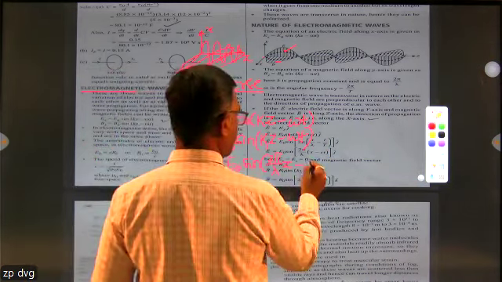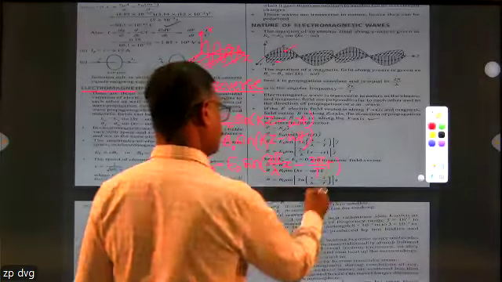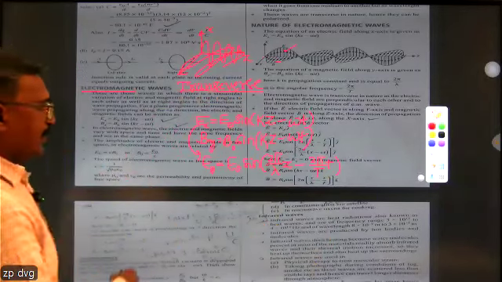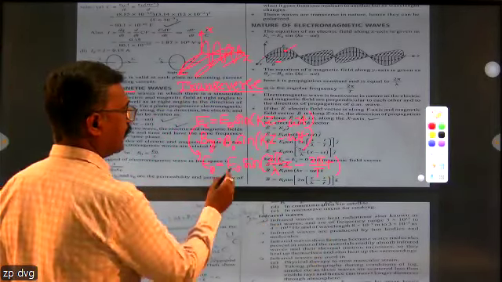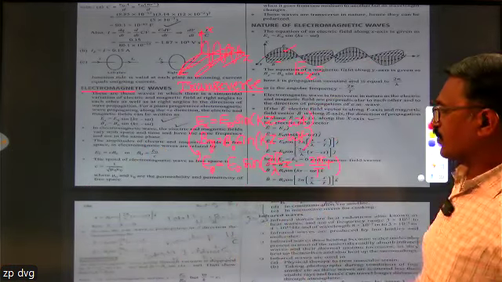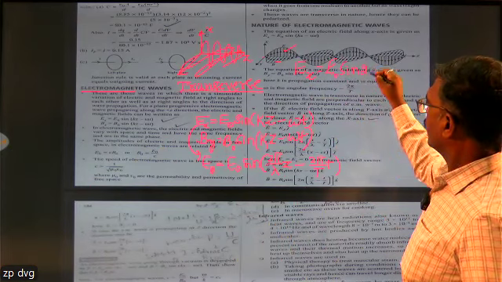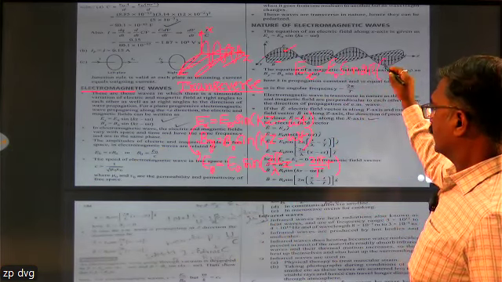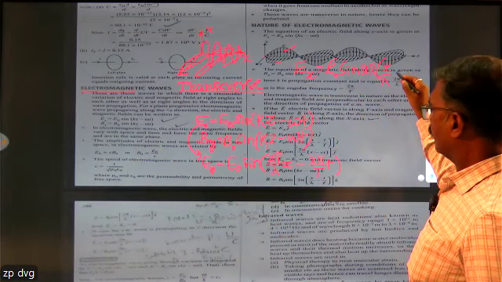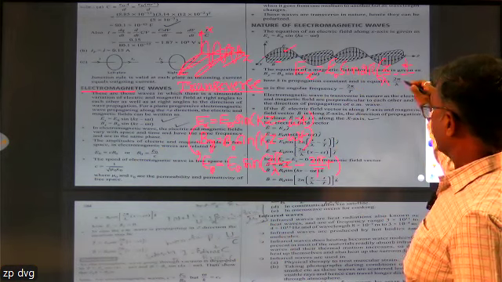Correct? Minus omega, which can be written as 2 pi by capital T, into small t. Here you can take 2 pi common. When you take 2 pi common, the electric component of the electromagnetic wave will be equal to E naught sine of 2 pi into z by lambda minus t by capital T.